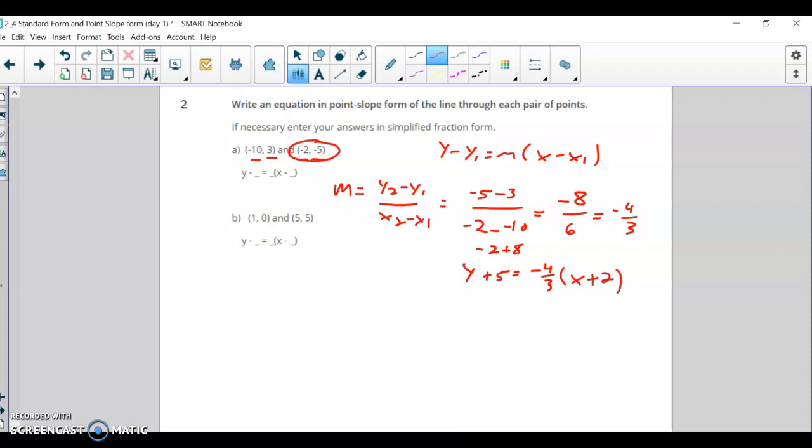If you want to try B, maybe pause the video and give that a shot quick, and then you could unpause and check your answers.